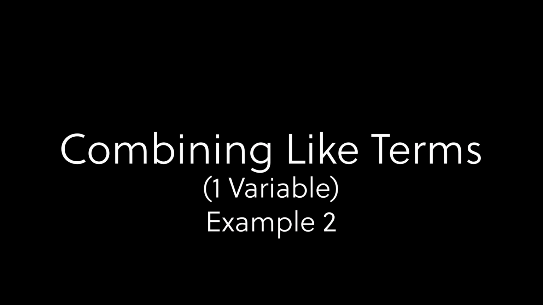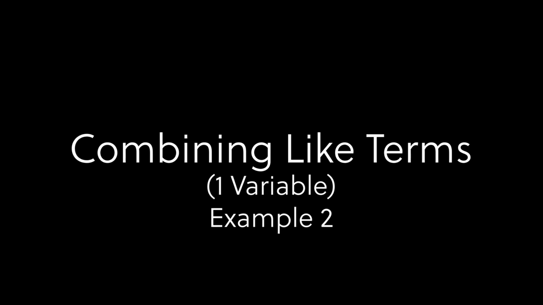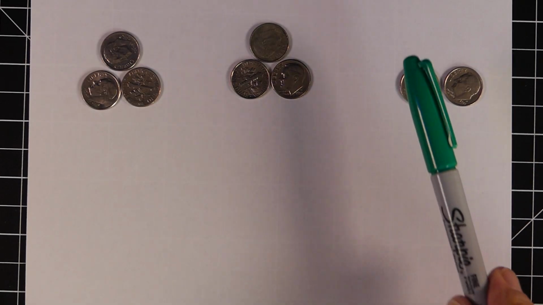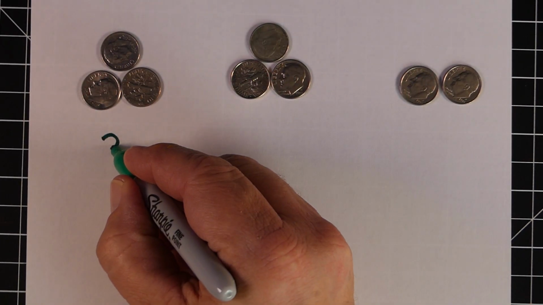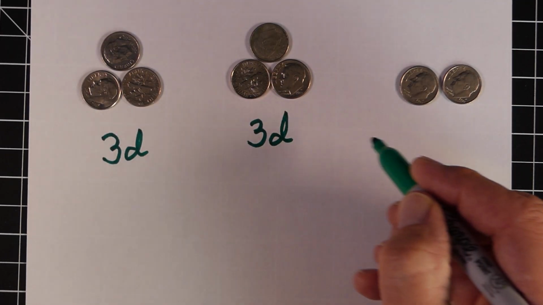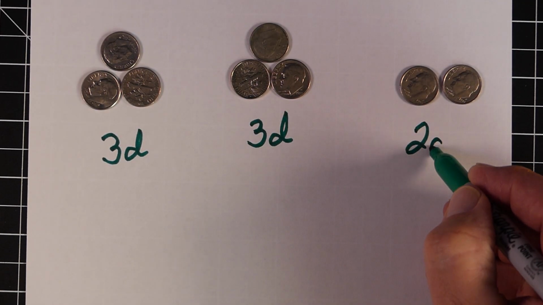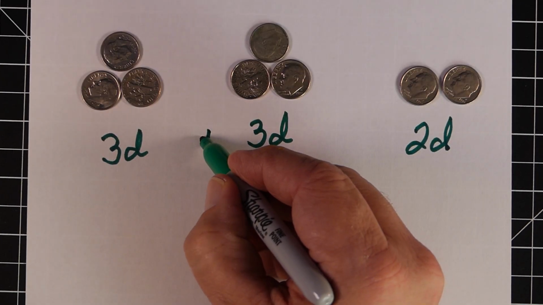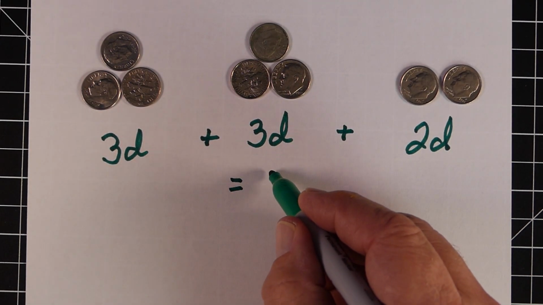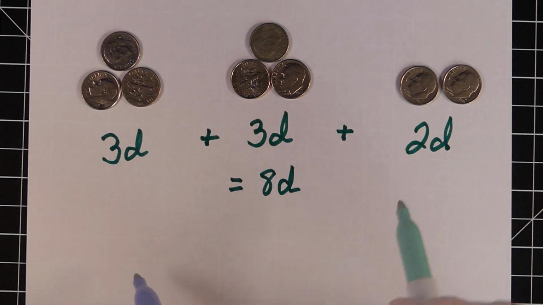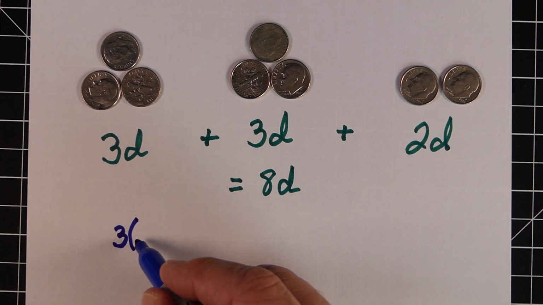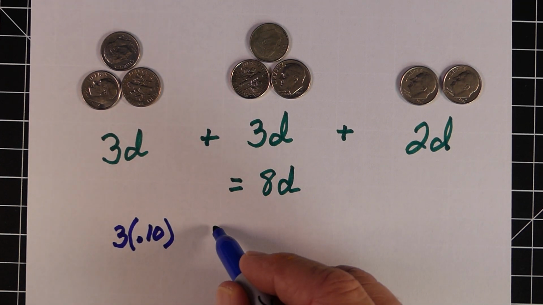Here's another one where we have all the same term or the same variable. So here I have 3 piles of dimes. All I have is nothing but dimes, so I definitely can combine this. If I set it up so it looks like an expression, I would have 3d, obviously d represents dimes, plus 3d, plus 2d. Now, if I combine all those, I would have 8d. And the reason I can combine them is because they're all dimes. They're not like quarters or nickels snuck in here.